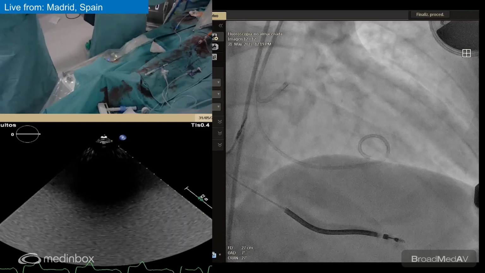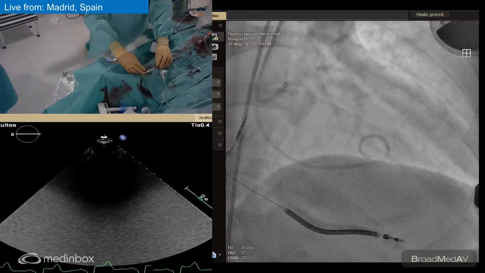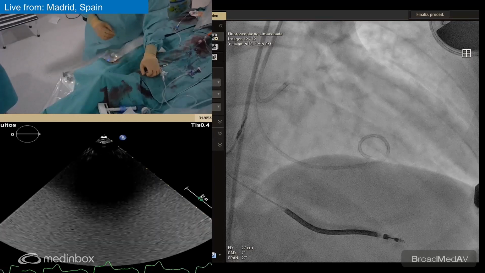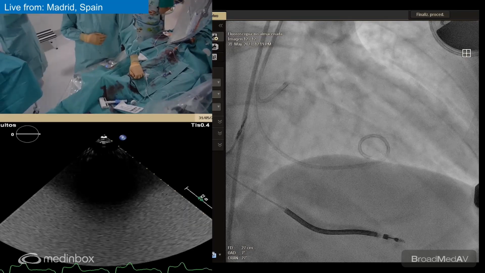Any questions from the audience? Yes, we have one question. Are there any specific considerations for navigating the catheter in the septal branch?